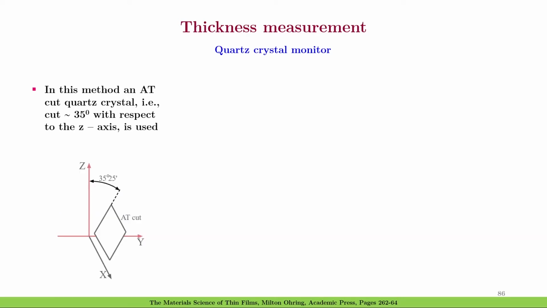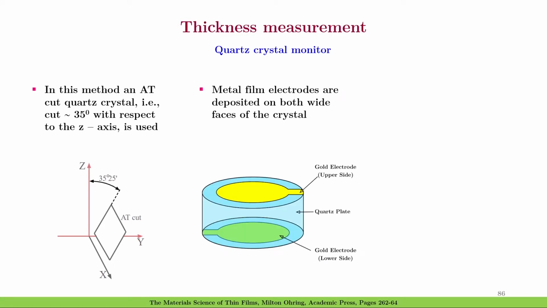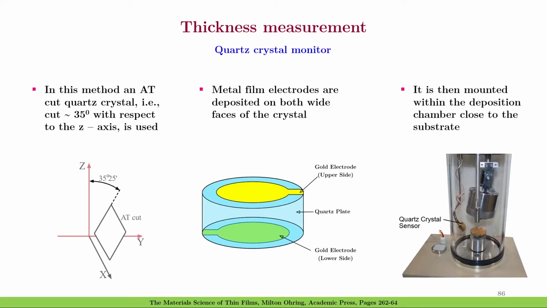In the quartz crystal monitor, we use an AT-cut quartz crystal, that is, a crystal that is cut approximately 35 degrees with respect to the z-axis. On both sides of the quartz crystal, metal film electrodes are deposited. It is then mounted within the deposition chamber close to the substrate.